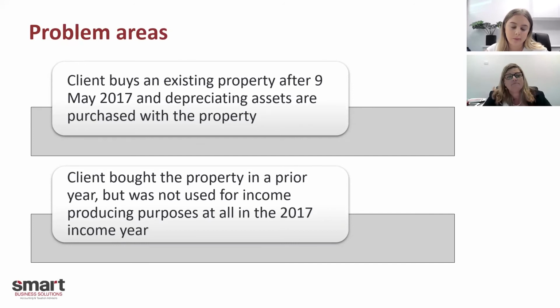So the client problem areas we're seeing: the client buys an existing property after 9th of May 2017, and depreciating assets are purchased with the property. So, down in Mornington, they buy a house in Mornington, and the depreciation assets are purchased with the property. No depreciation. Client bought the property in a prior year, but it wasn't used for income producing purposes at all in 2017. And now, we've got that situation going forward.